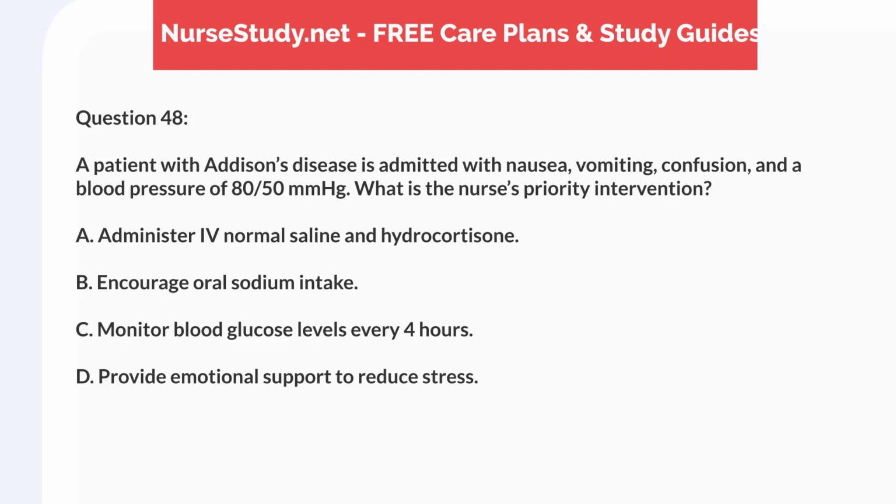Question 48. A patient with Addison's disease is admitted with nausea, vomiting, confusion, and a blood pressure of 80/50 mm of mercury. What is the nurse's priority intervention? A. Administer IV normal saline and hydrocortisone. B. Encourage oral sodium intake. C. Monitor blood glucose levels every 4 hours. D. Provide emotional support to reduce stress.